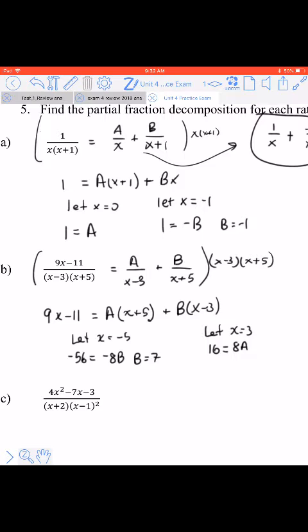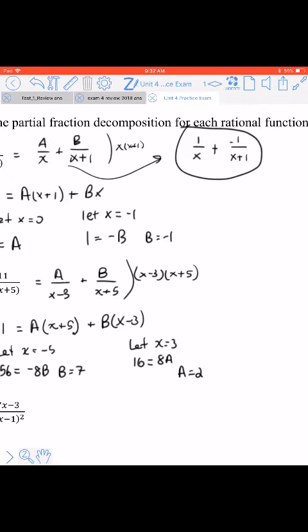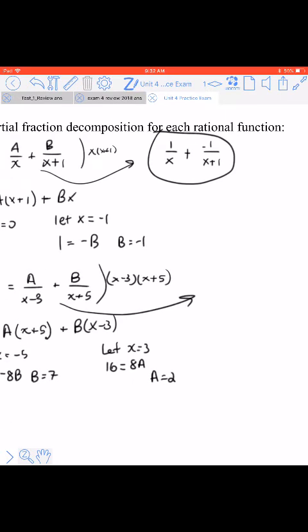Now to solve for a, I need to divide both sides by 8. So a equals 2. So my partial fractions, if I want to bring those over here now, instead of a over x minus 3, I know that a is 2. So this is 2 over x minus 3. And then instead of b over x plus 5, it's 7 over x plus 5.